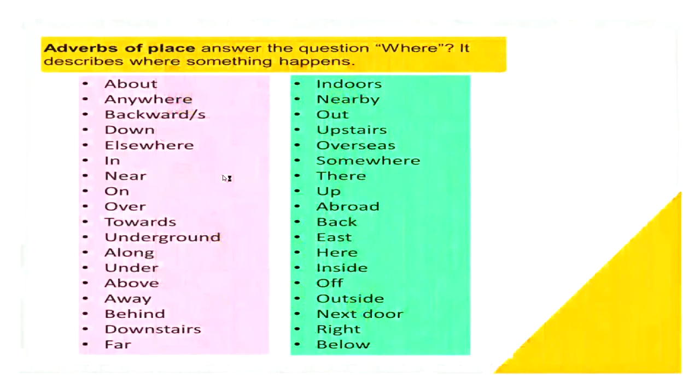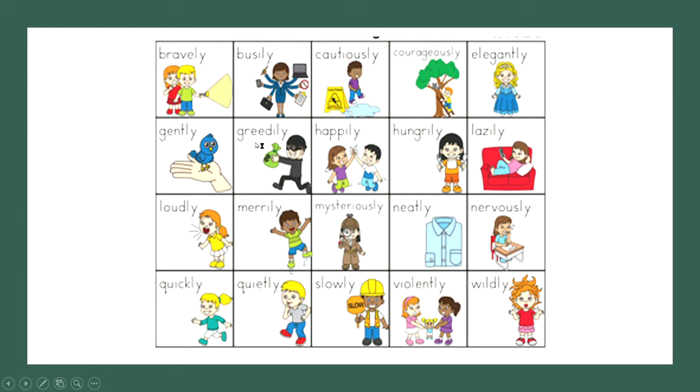Courageously, elegantly, gently, greedily, happily, angrily, lazily, loudly, merrily, mysteriously, neatly, nervously, quickly, quietly, slowly, violently, wildly. So we see that there are actions and these actions can be performed in so many ways using our adverbs of manner. Okay, let us try making sentences with them.